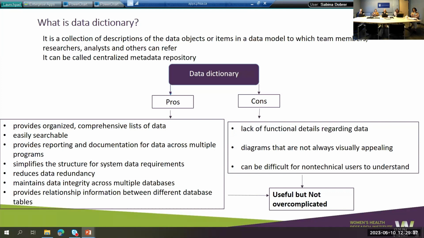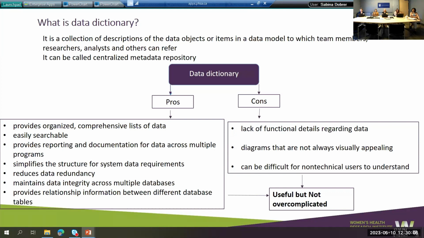It also gives us some reporting and documentation, especially if we're using data through different data platforms. For example, I'm using SAS, someone else is using R. The programs are different, but the data dictionary will help different team members work on different applications in different ways, but still in the end, we can combine information together. It's usually very simple and very structured.